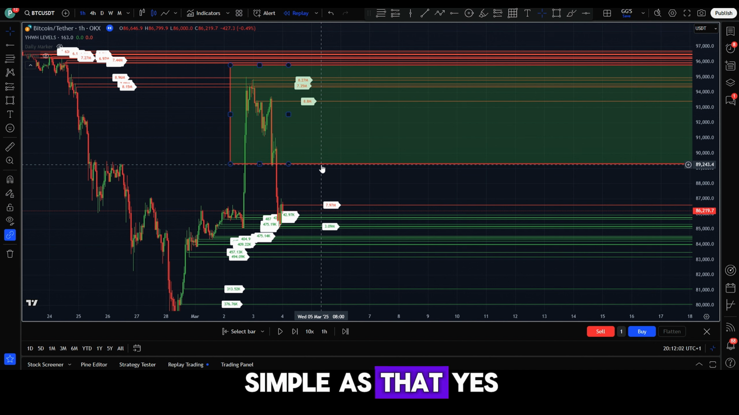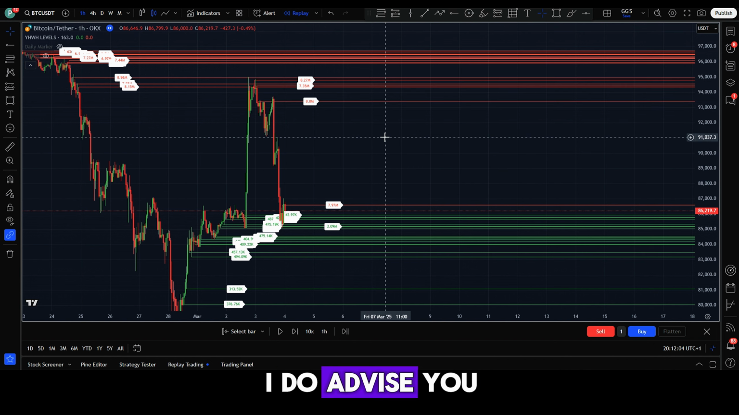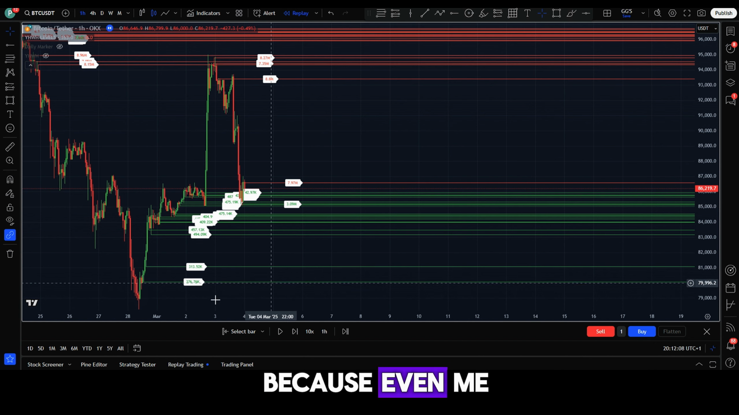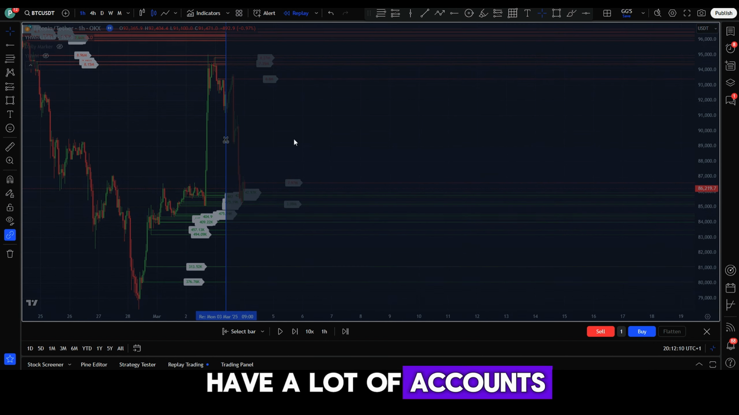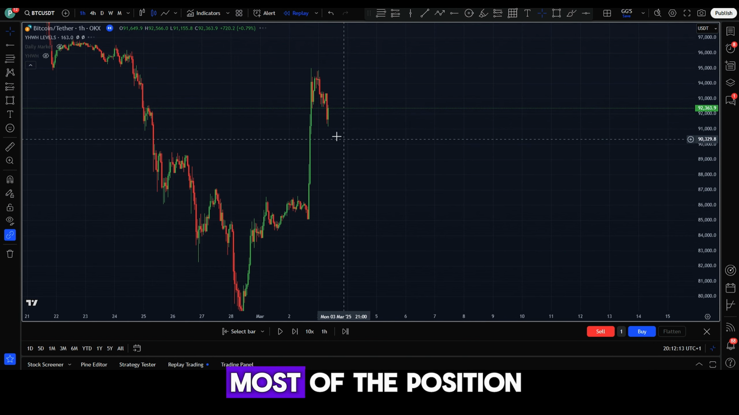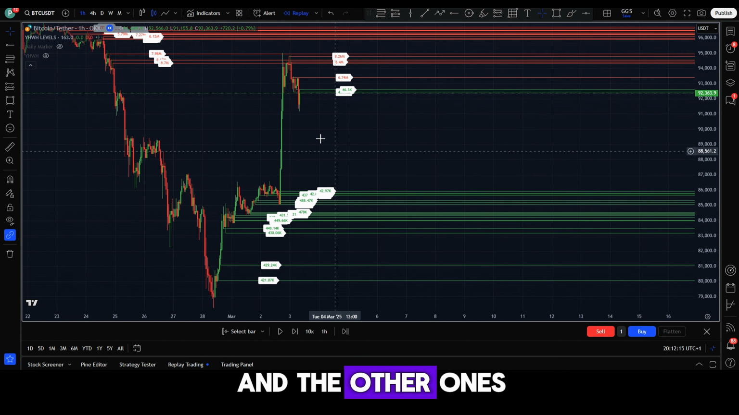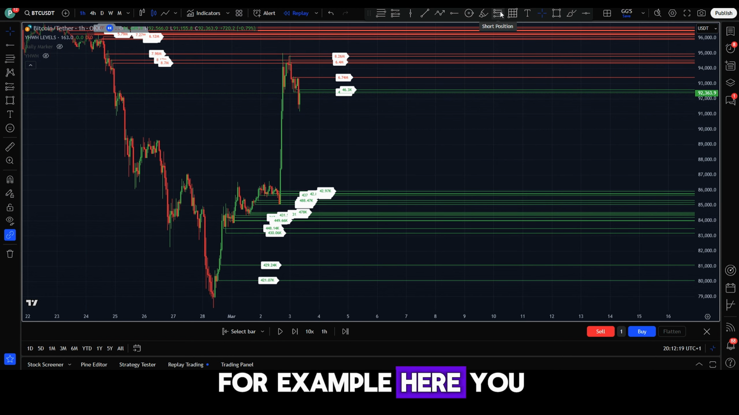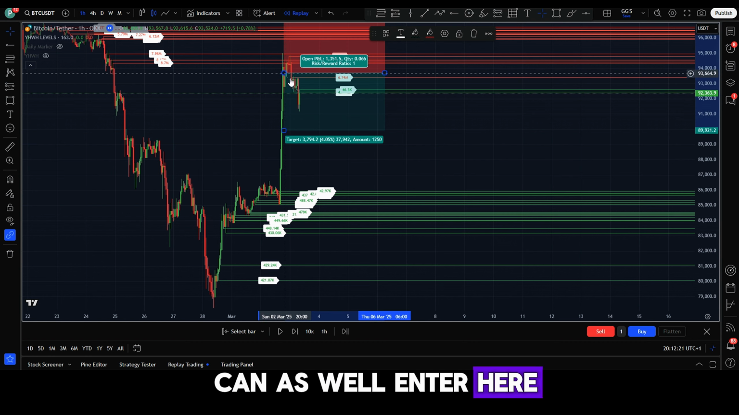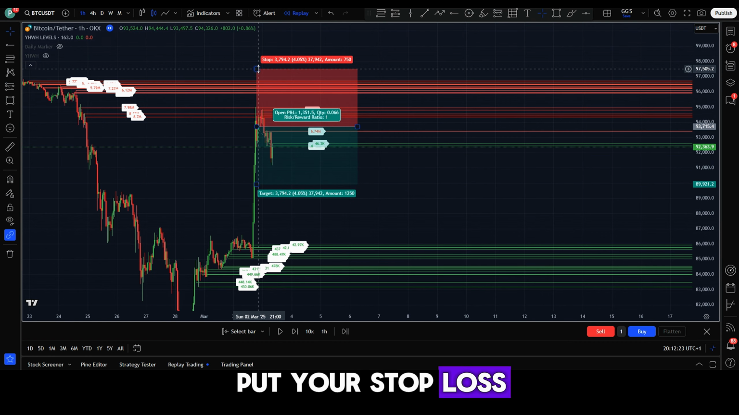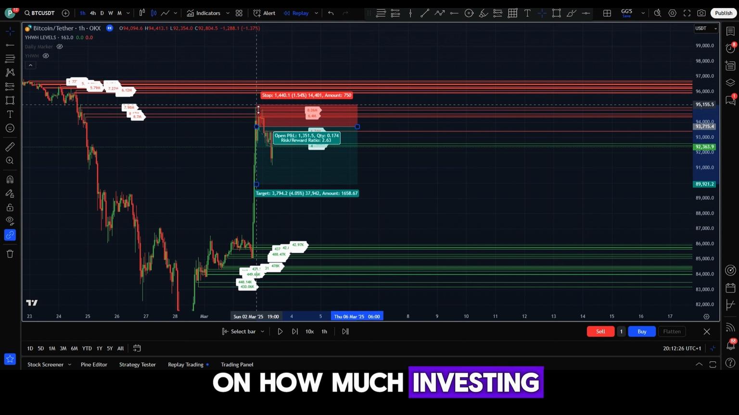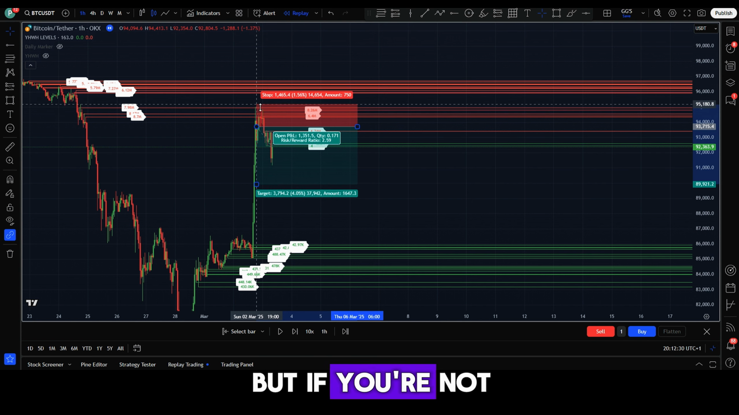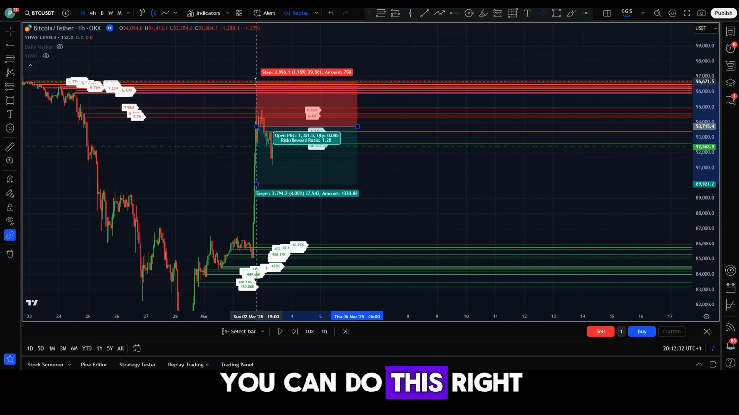Simple as that. Yes, I do advise you to always try to take the most, because even me, that's why I have a lot of accounts. In one of them, I try to take the most of the position and in the other ones, I take a little bit of it. For example, here, you can as well enter here and put your stop loss. Your stop loss depends on how much you're investing. If you're investing a lot of money, you can't do this because this is a lot. But if you're not investing a lot of money, you can do this.